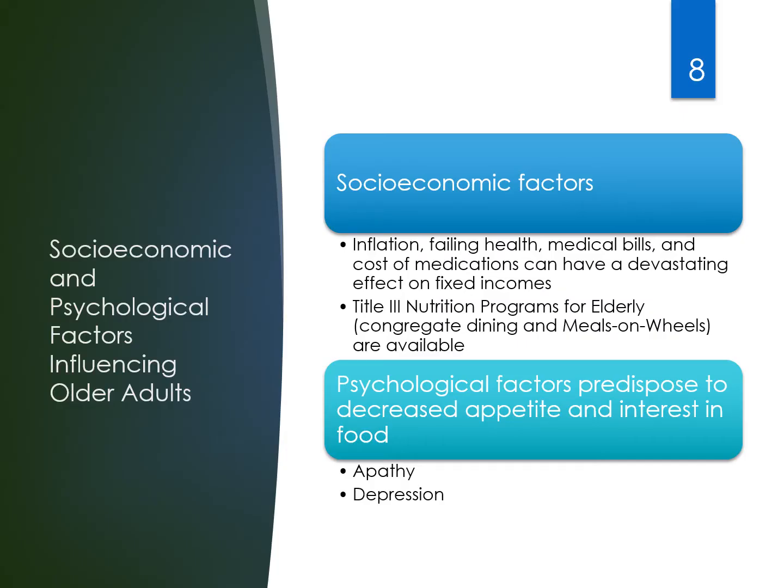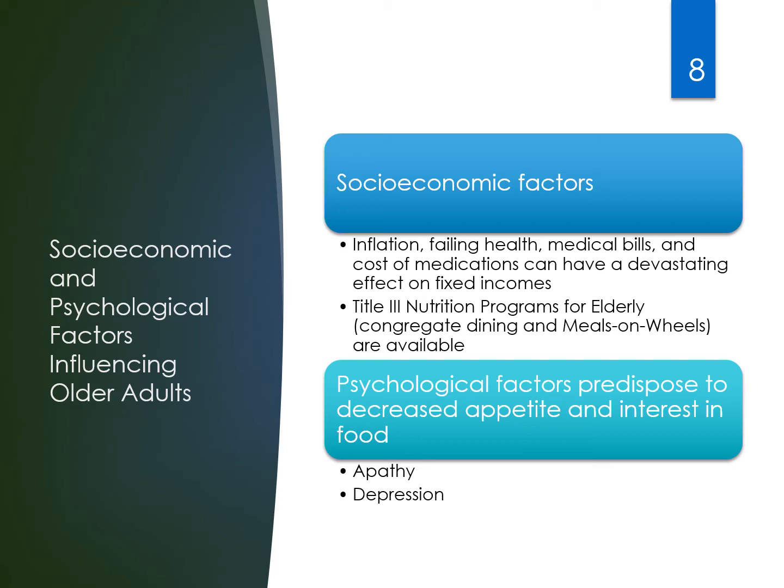There are a lot of factors that are going to influence older adults. And the first one is going to be socioeconomic factors. So if you've ever heard an older individual say, back when they were a kid that bread costs 10 cents, that's inflation, and that's what they're dealing with. They could be dealing with failing health, medical bills, cost of medications. Medication is very expensive, and if they're not on a good medical insurance, then they could be really struggling with something like that.